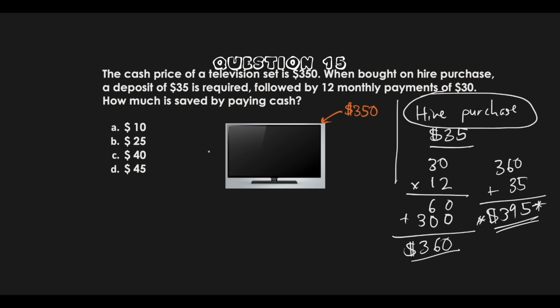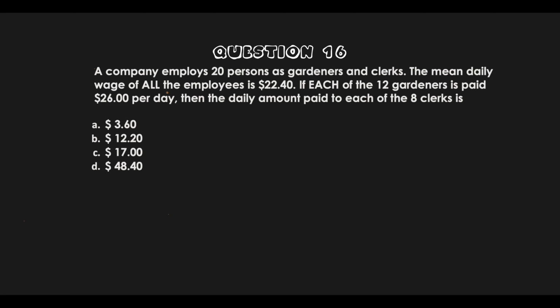So the question asks how much would we save if we pay in cash? Well, that would be 395 subtract 350, which would give us 5 take away 0, 5, 9 take away 5, 4, 3 take away 3, 0, $45.